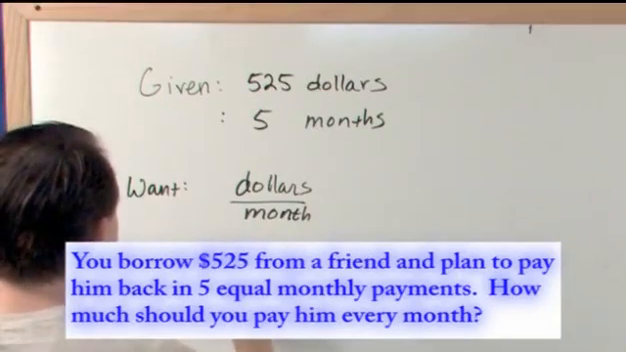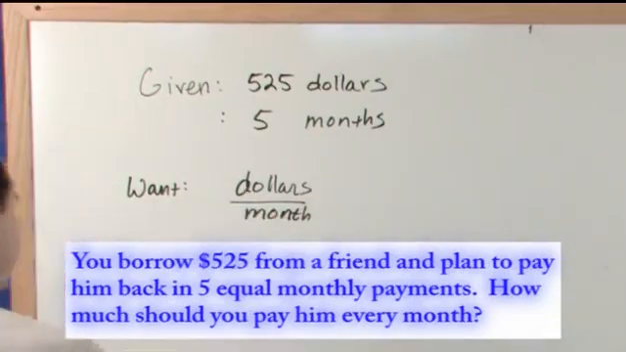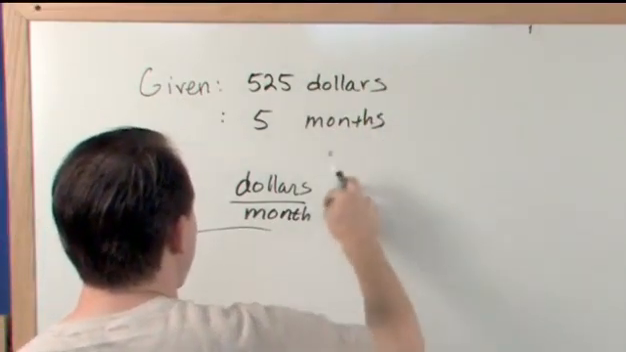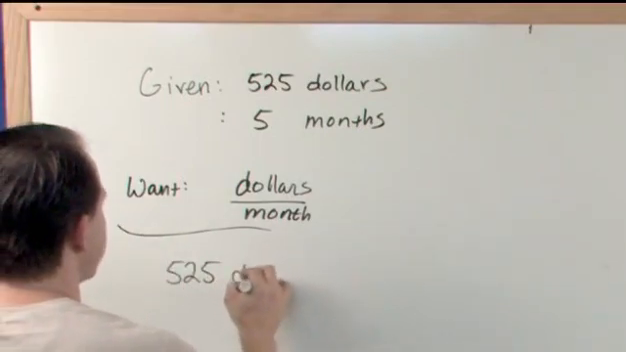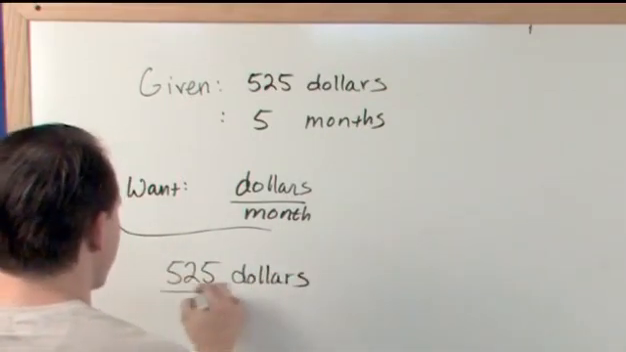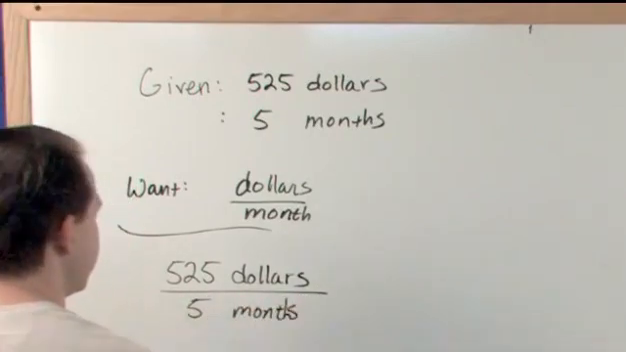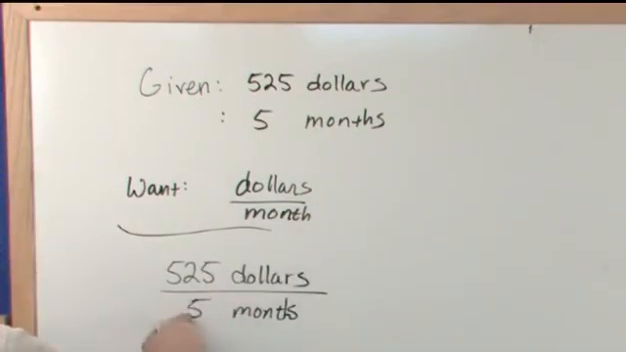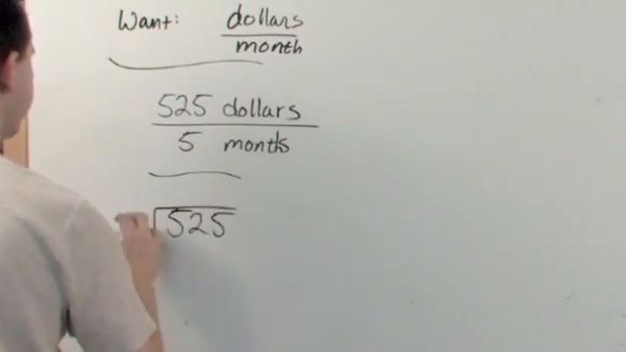So what you're trying to say when you translate it is, how many dollars per month? How many dollars per month do you pay him? So I have dollars, I have months, and I want dollars per month. So I just say $525 per 5 months. This gives me my units, my dollars per month. And because I have 525 on top and 5 on the bottom, I'm dividing. 525 divided by 5.